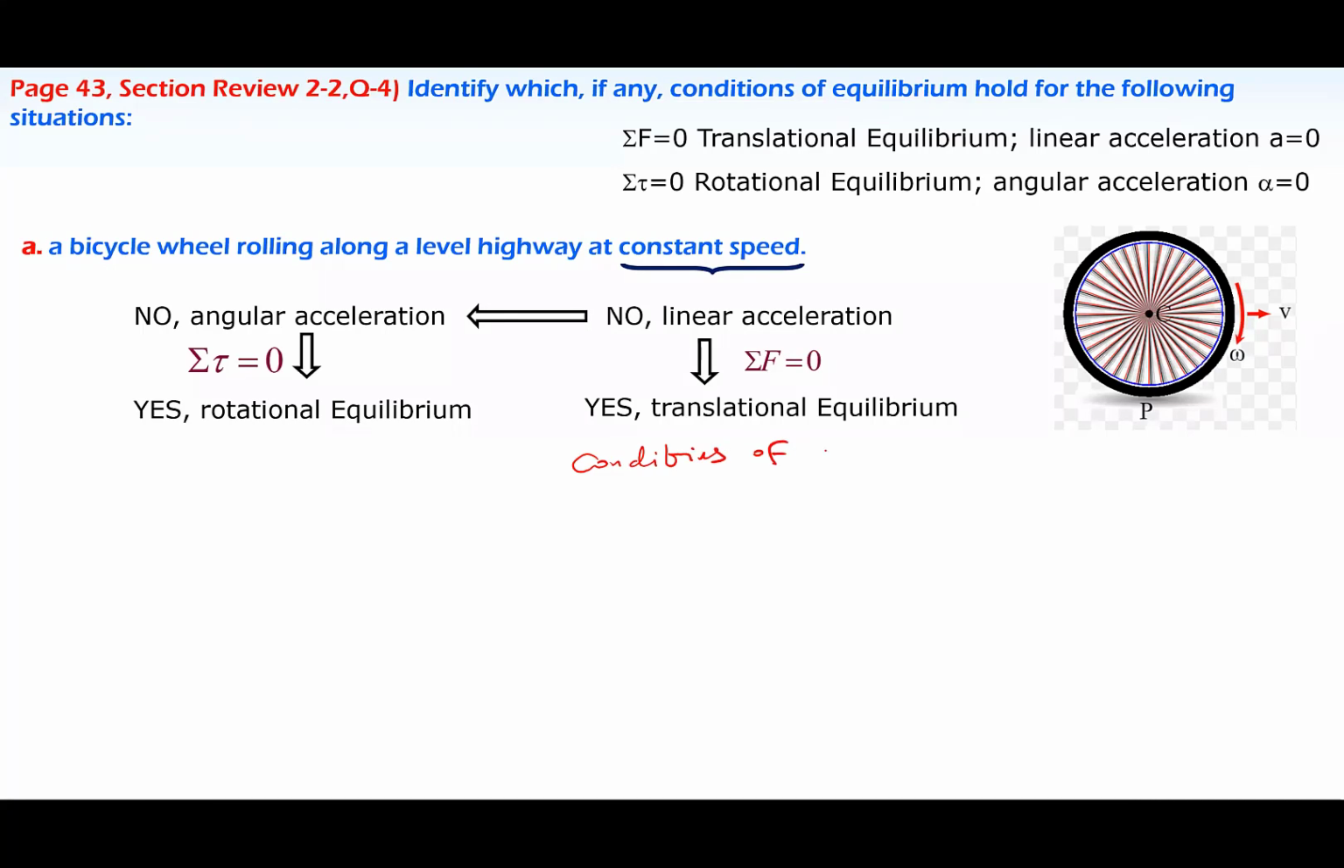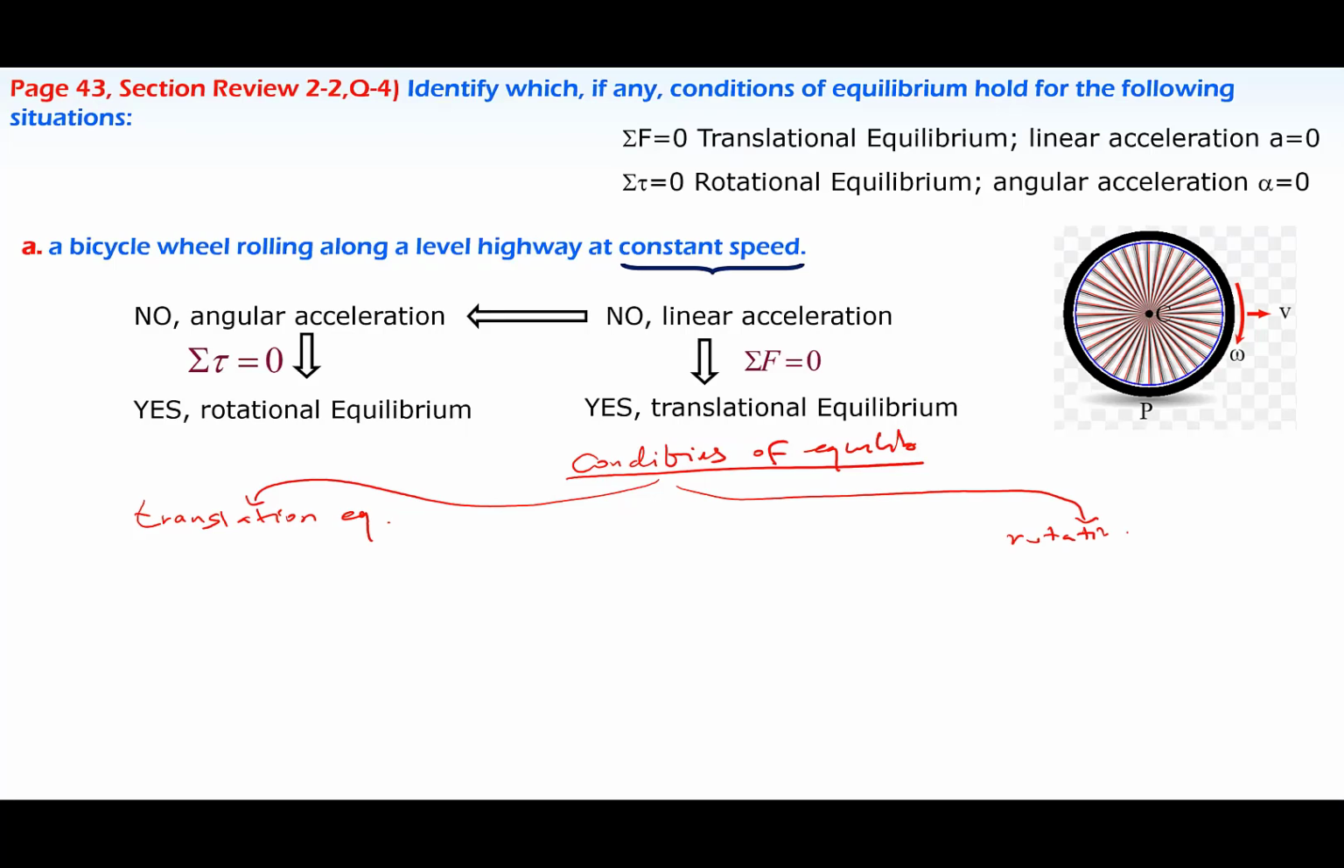Conditions of equilibrium. There are two conditions. One of them is translational equilibrium. Translational equilibrium must be provided. Second one is rotational equilibrium. Translational equilibrium exists if the net force acting on the object is equal to 0. Rotational equilibrium exists if the net torque acting on the object is equal to 0.